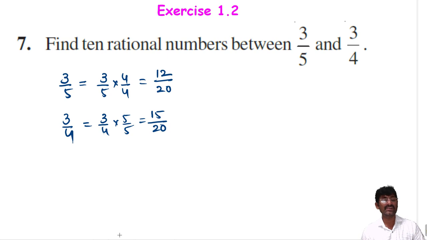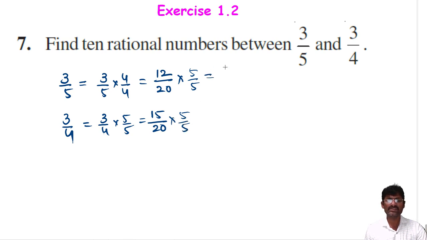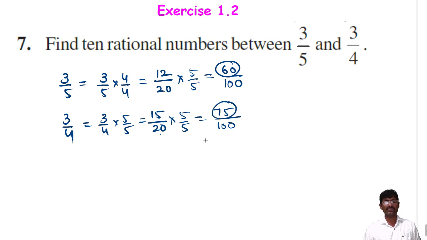So increase the denominator, that means multiply. Suppose let me multiply with 5 by 5 here, and here also 5 by 5. So this will be equal to 12 times 5 is 60 divided by 20 times 5 is 100. This is equal to 15 times 5 is 75 divided by 20 times 5 is 100. Now you observe the numerators 60 and 75. Between 60 and 75 we have 61, 62, 63, 64, like that up to 75, so many numbers. Out of those numbers you take any 10.